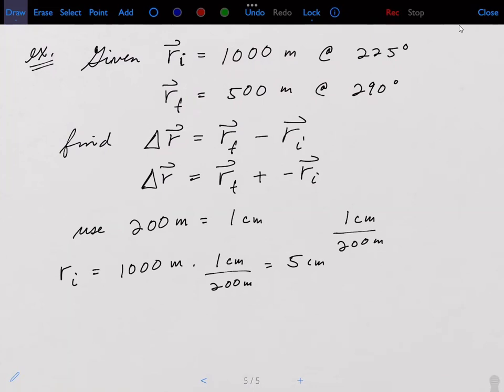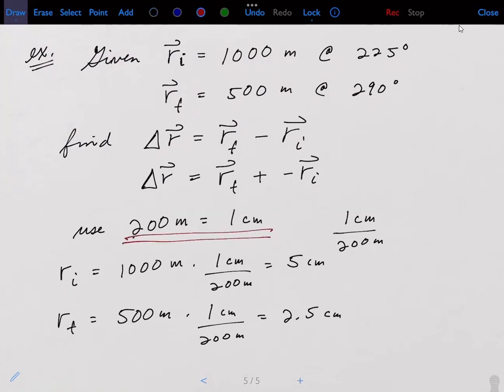And then for our final, this is 500 meters. So I'll multiply by 1 centimeter over 200 meters. And that will give me like maybe 2.5. This might be a little small, this picture. And again, you guys are free to choose whatever you want as this unit conversion factor. Like if you want to say 100 meters is 1 centimeter, then it'll be like twice as long. And that might be better. You just want to make sure it's not too long so that it goes off your graph paper. It's your choice, but you want to make sure it's a reasonable length on the graph paper.